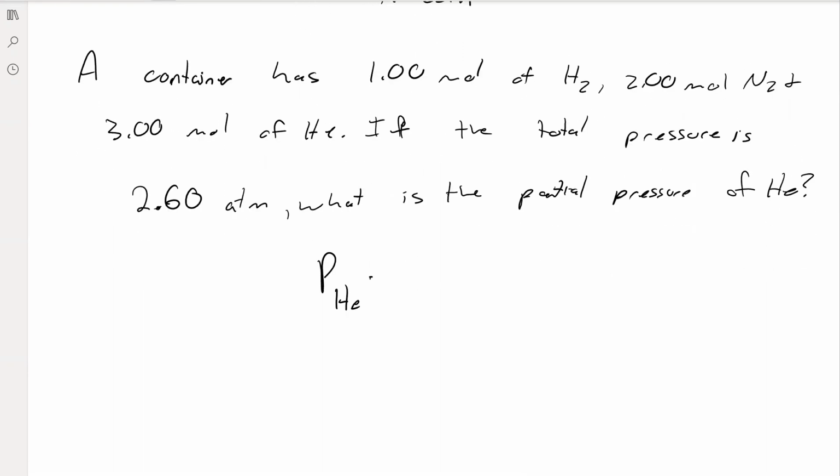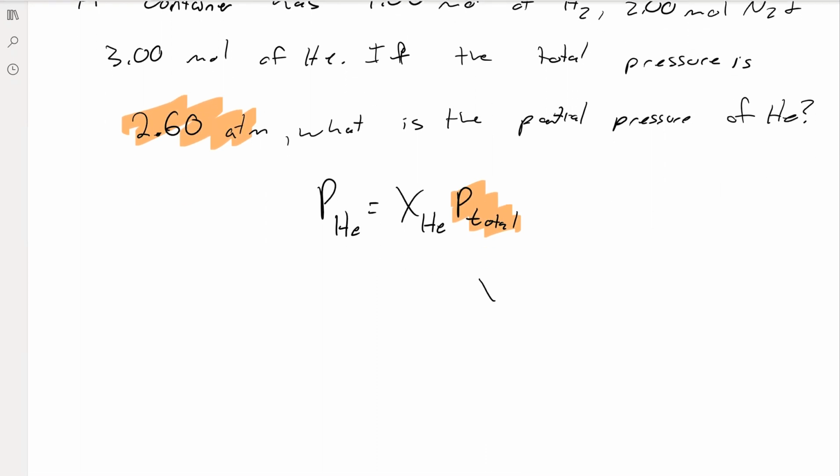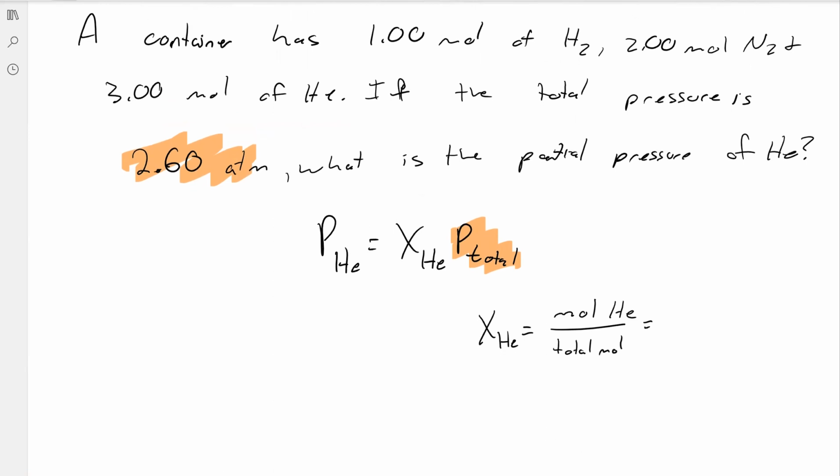The partial pressure of helium is going to be equal to the mole fraction of helium times the total pressure. And so we can plug in this total pressure of 2.6 atmospheres right into there. But then we have to solve for our mole fraction of helium. We know the mole fraction of helium is going to be equal to the moles of helium over the total moles. We're told we have 3 moles of helium. And then for our total moles, we simply sum the rest of it, right? So we've got our 1.00 moles of hydrogen, our 2.00 moles of nitrogen. And then you also have to add in helium, right? It's still a part of the mixture. It's still part of the total. So don't forget about that. That's probably the most common mistake.